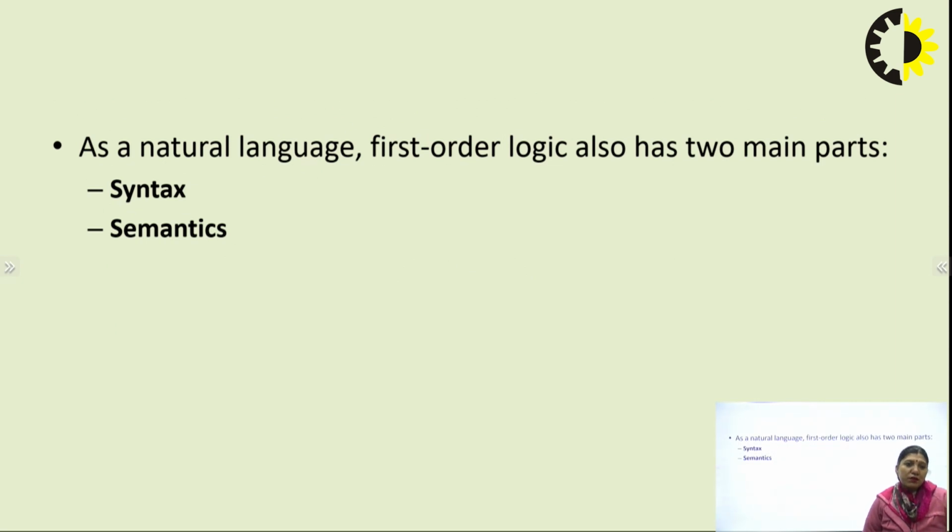So natural language first order logic basically has two main parts. You already know about them: the syntax and the semantics. Syntax is the statement A plus B equals C. So that is a syntax. Semantics is how we are declaring A plus B equals C.